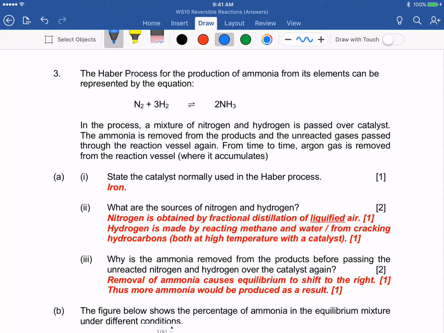Part 3, why is ammonia removed from the products before passing the unreacted nitrogen and hydrogen over the catalyst again? Okay, I think we explained this before. So when I remove the ammonia, equilibrium will shift towards the right to increase the yield of ammonia production.